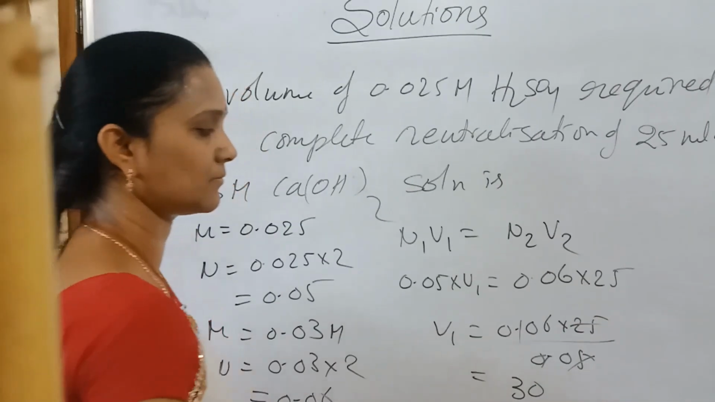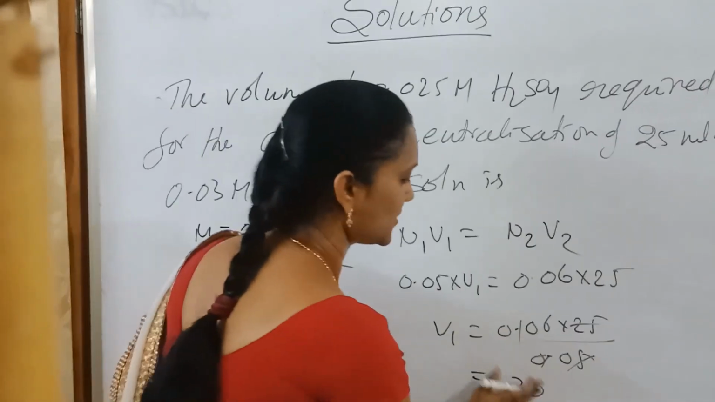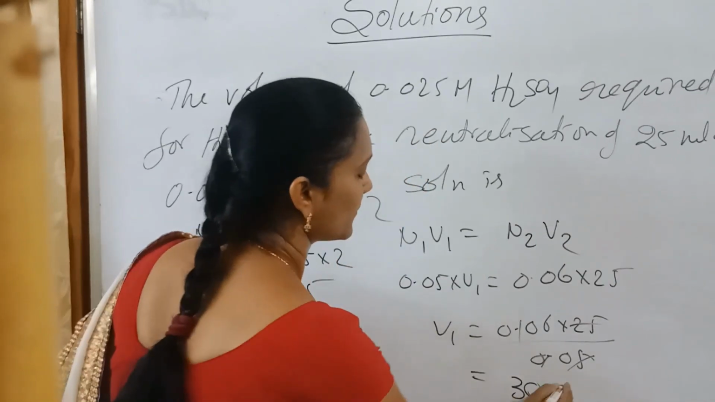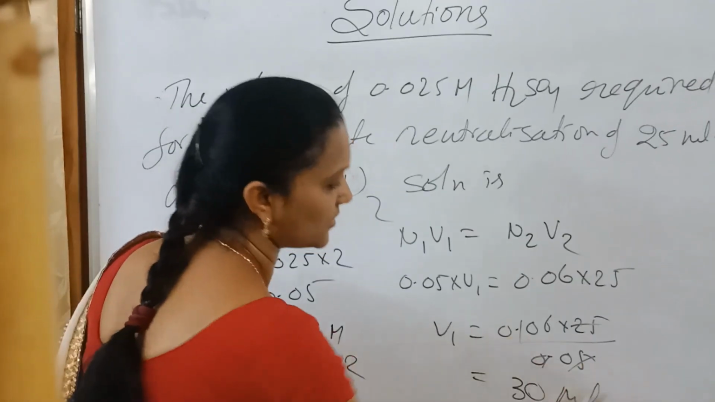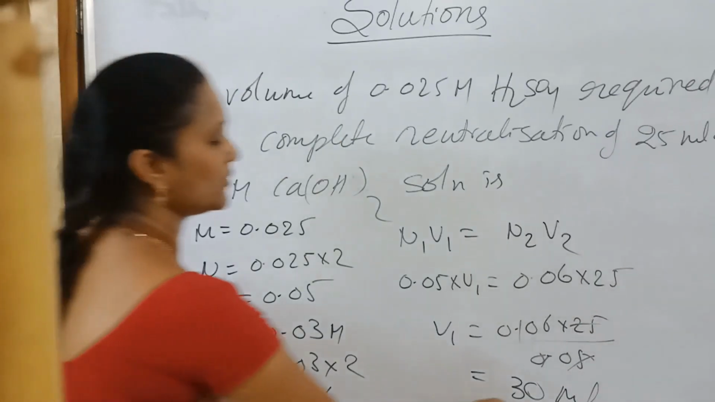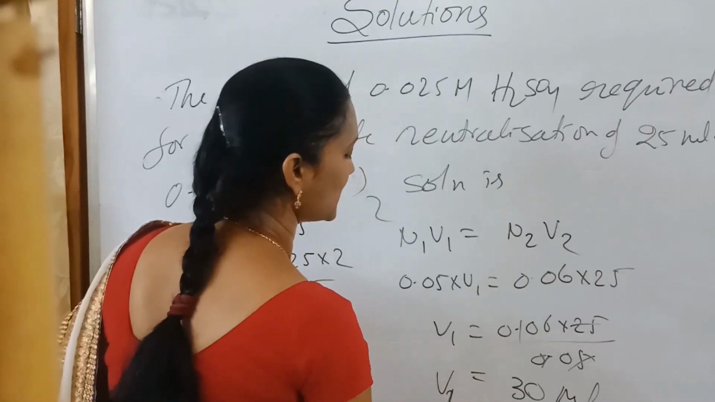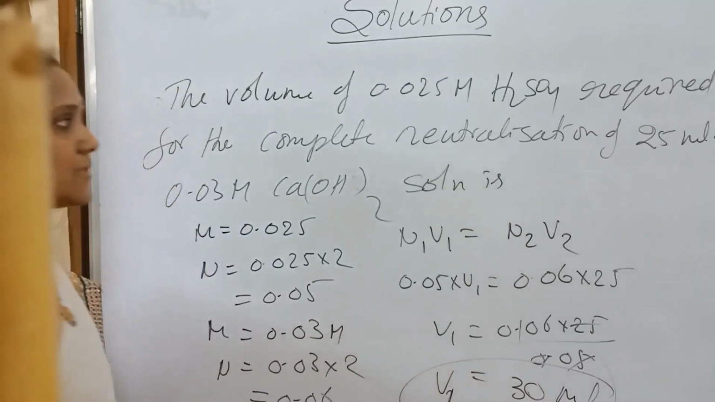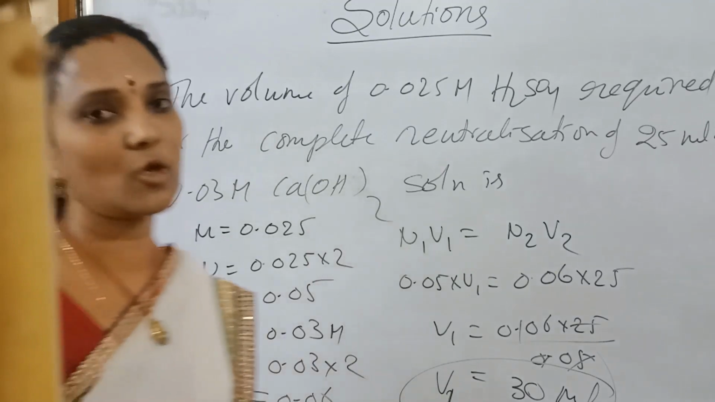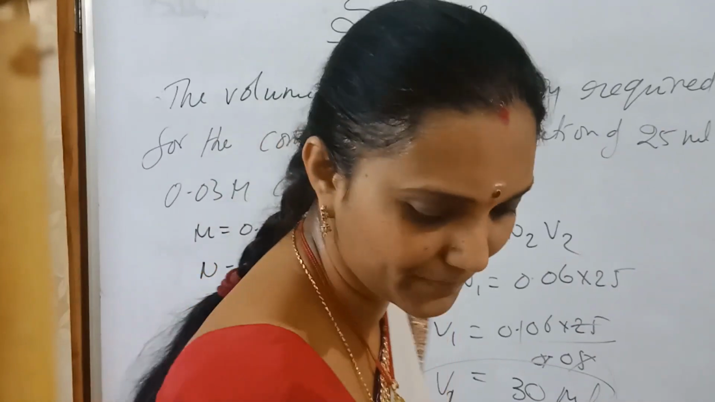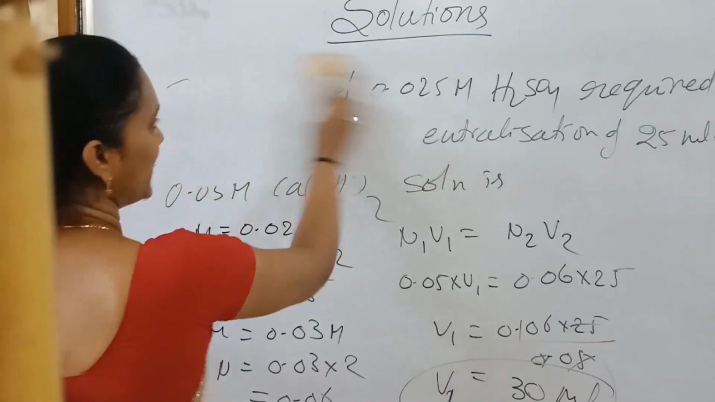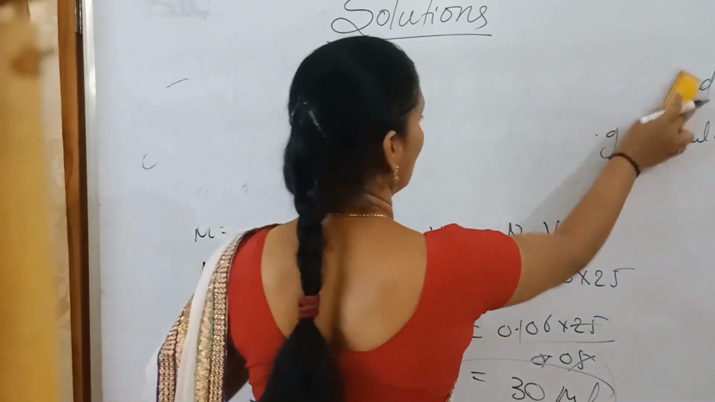Yes or no? Okay, the 6 cancelled, so it is equal to 30 ml. So the volume of the acid required is 30 ml. That's it. That's why we should convert into the normality formula. One more problem.